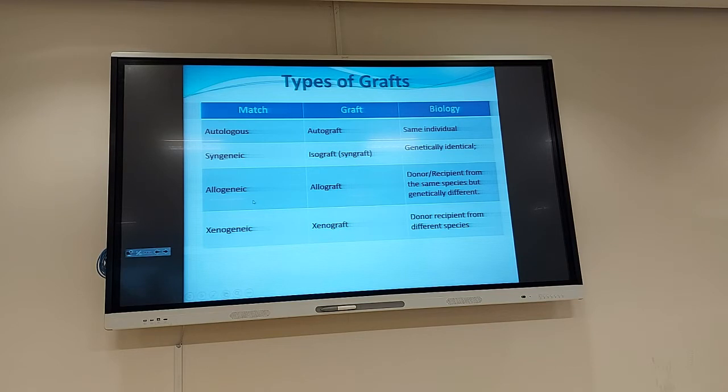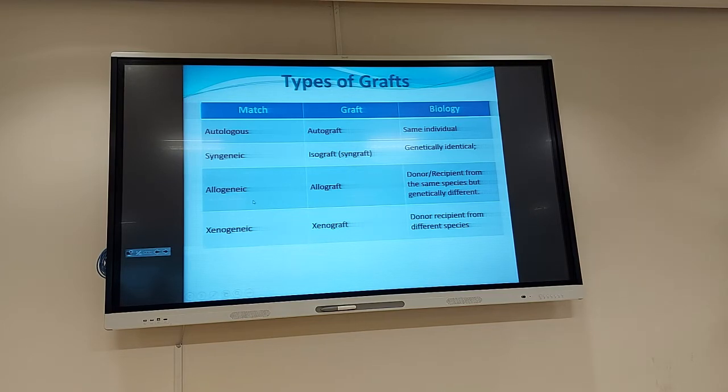Then, if you have a graft from someone that you are genetically related to, either a twin sibling or a clone, then your genetic phenotype is essentially identical, or as close as you can get. And so this has the highest chance of being accepted. And this is known as a syngeneic graft, or an isograft.